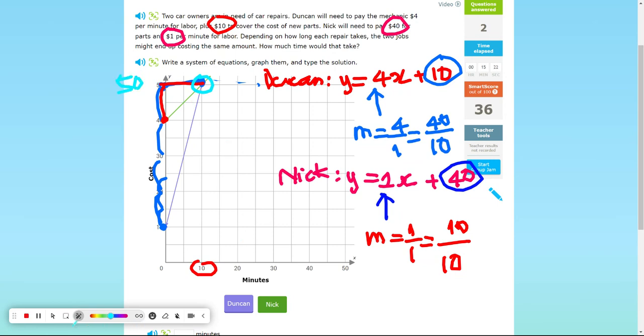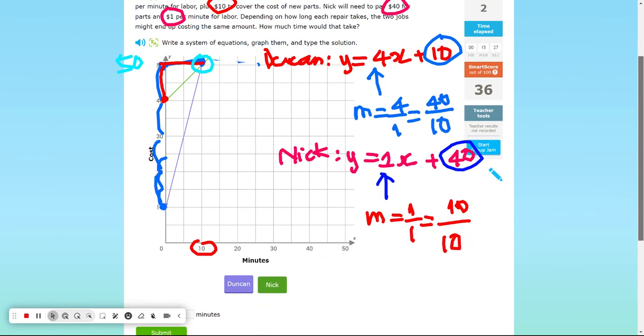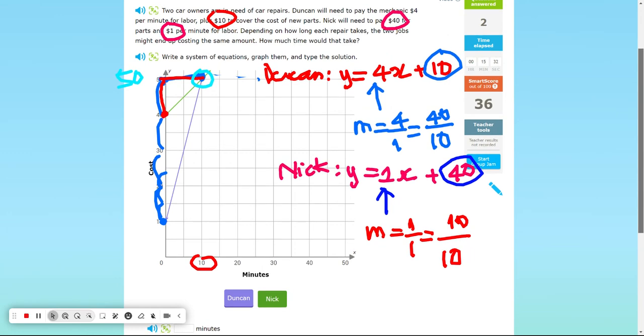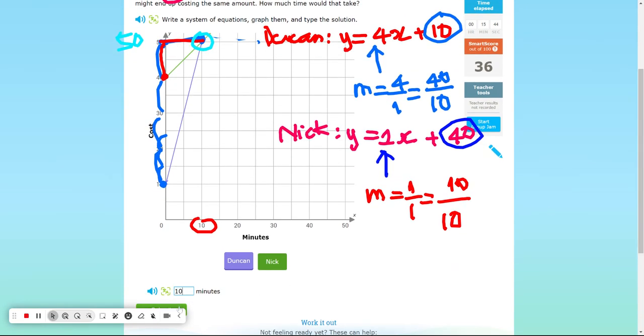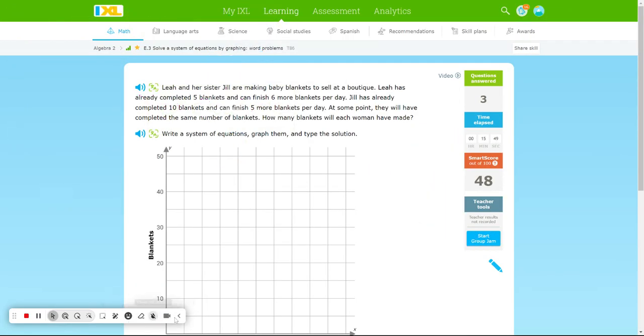Okay, so let's see the question. What do they ask for? All right, what do they ask here? They ask for how many minutes? Okay, so when they both pay the same price, the same amount, they spend 10 minutes with their mechanic. All right, so on my answer box, I put 10 minutes right there. All right, and then I'm done. I submit. Voila. All right, so let's clear everything out.